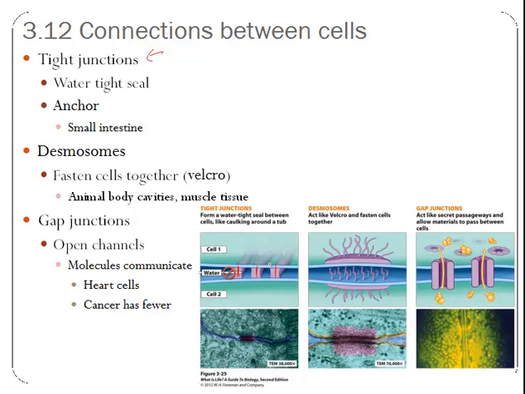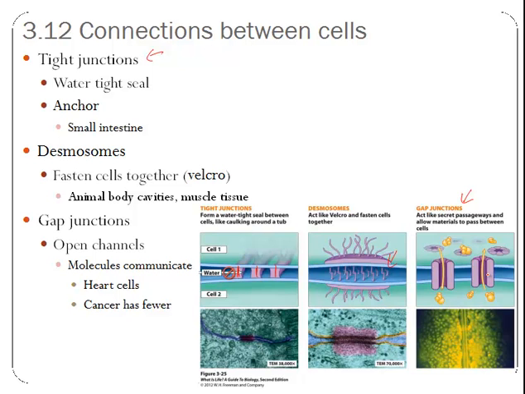Other types of connections just act as Velcro to hold cells together, kind of cohesive units, and these are true all over the animal body cavity. Muscle tissue is held together this way. And gap junctions are open channels between cells. These are common in plants but also in animals. So heart cells, to keep the rhythm of the heart consistent and all those cells communicating rapidly with each other, they have lots of gap junctions in heart cells.